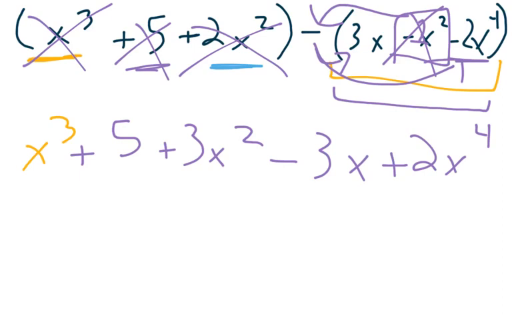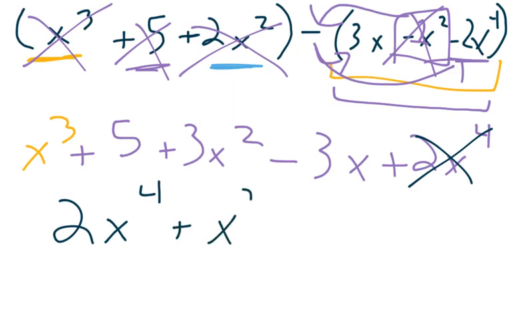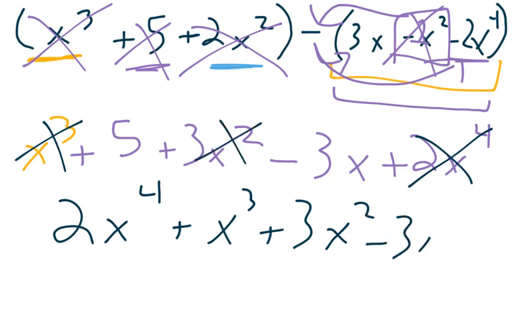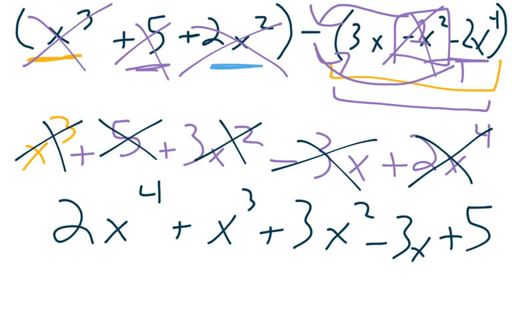And now our last step is just to put this in order from the biggest exponent to the smallest exponent. So our biggest exponent is this 2x to the 4th. And then we have x to the 3rd. Then we have x to the 2nd. Then just a plain x. And then our regular number always goes at the end.